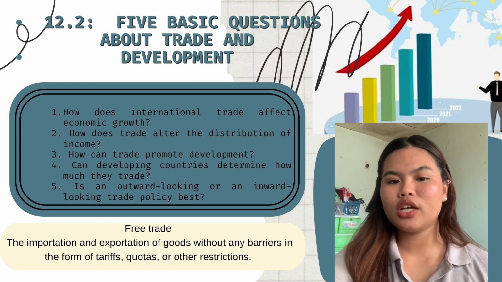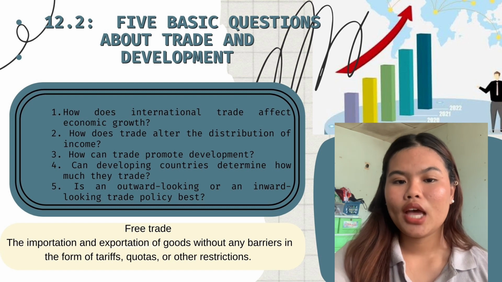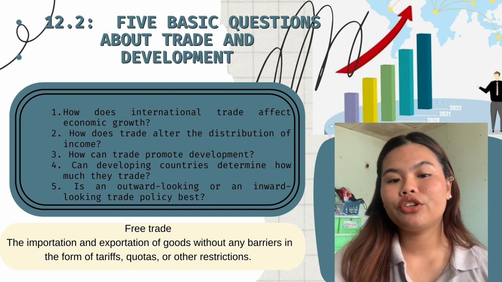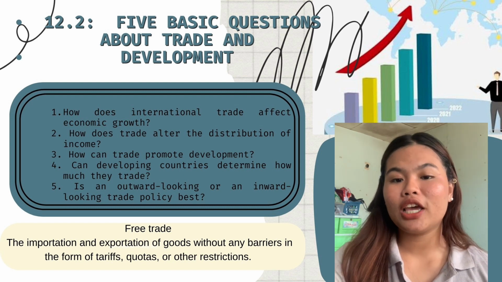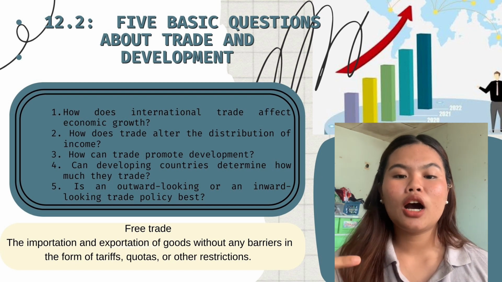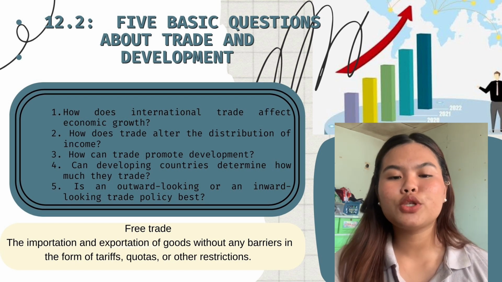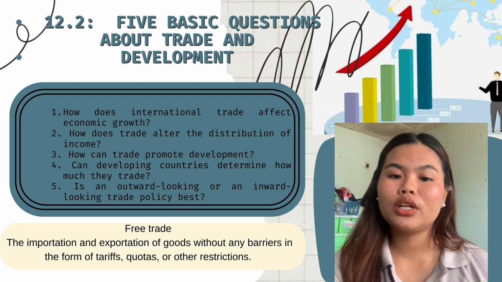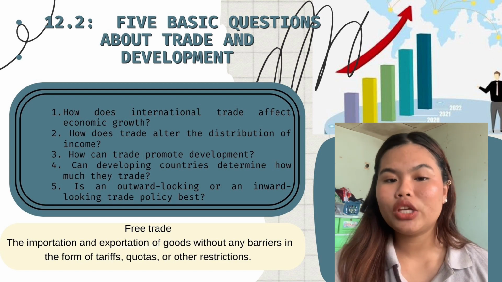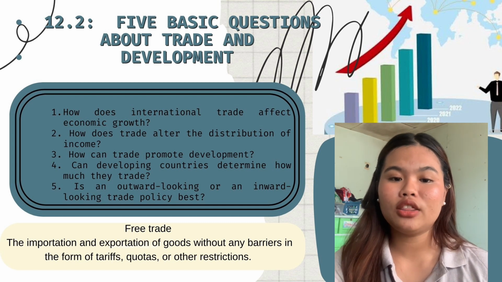For the next question, how does trade alter the distribution of income? Trade tends to promote greater international and domestic equality by equalizing factor prices, raising real incomes of trading countries, and making efficient use of each nation's and the world's resource endowments. An example of this is raising relative wages in labor-abundant countries and lowering them in labor-scarce countries.